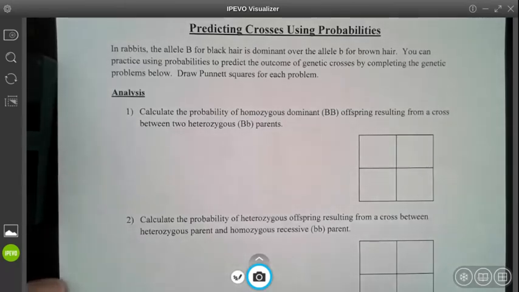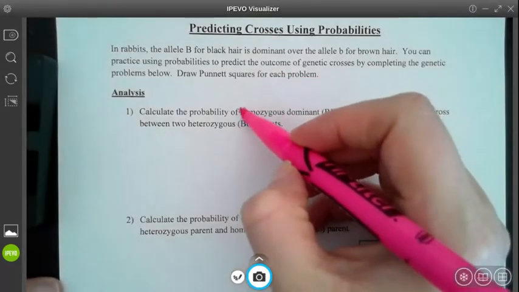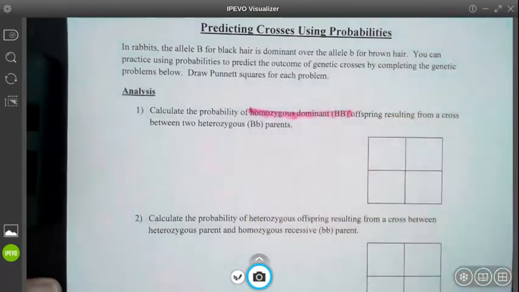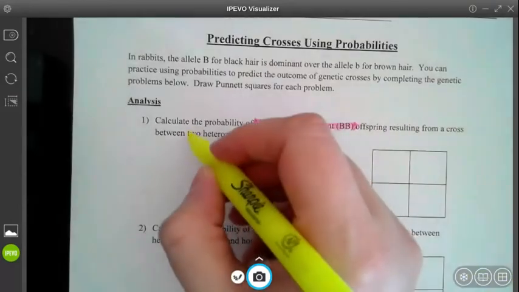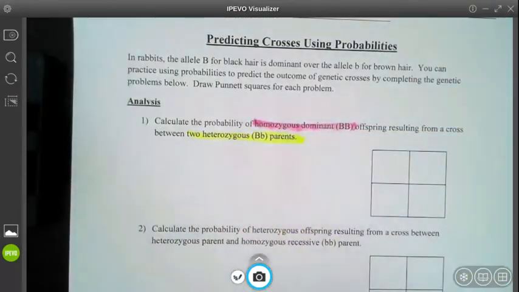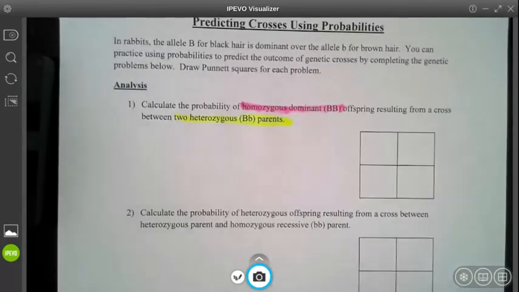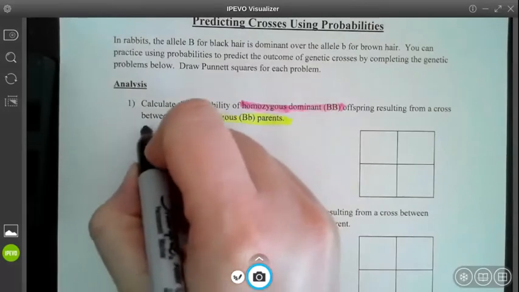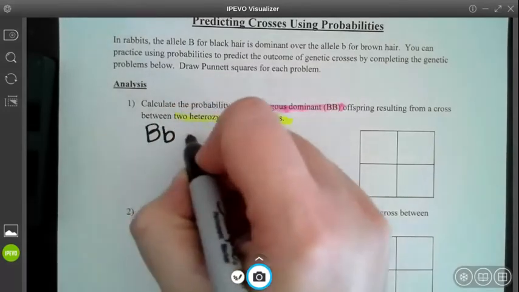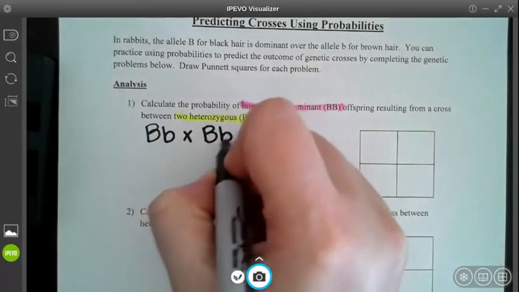You have to read these. Homozygous dominant and two heterozygous parents. I'm first going to write my parents out. So I have big B little b times big B little b.